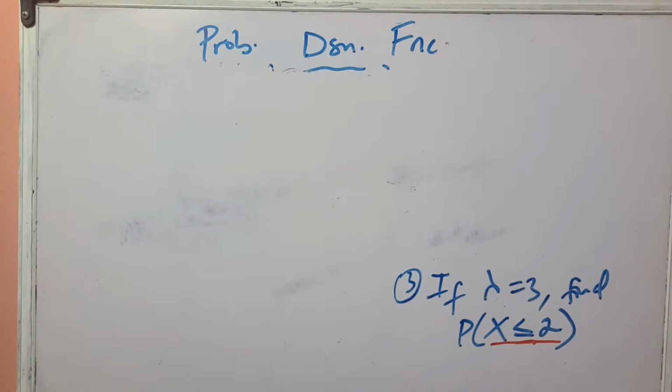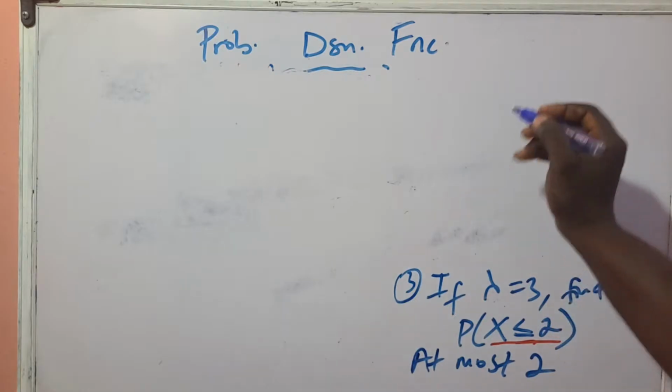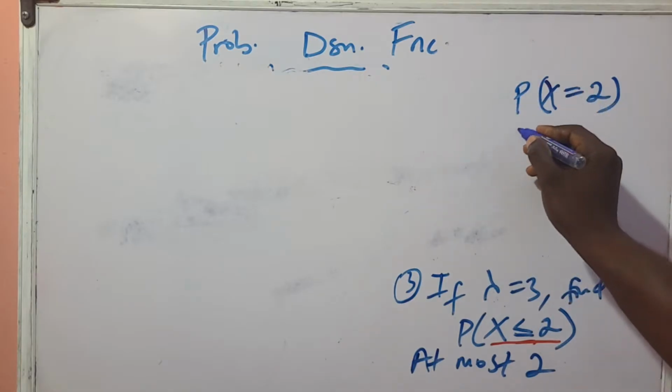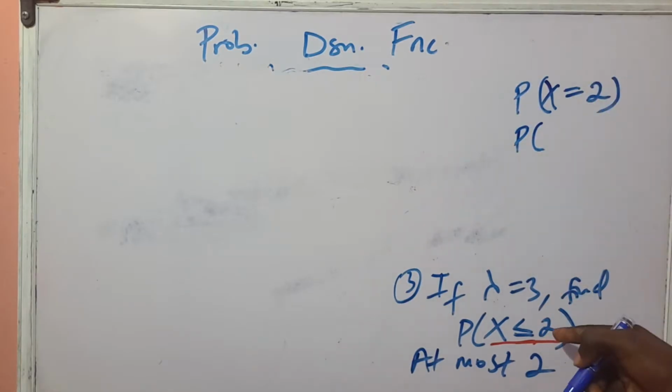At most two. That's the right way of saying it. So this is another way of saying at most two. That's the perfect answer. Meaning, what they mean by at most is that x can be equal to 2, but it can be equal or less than 2.